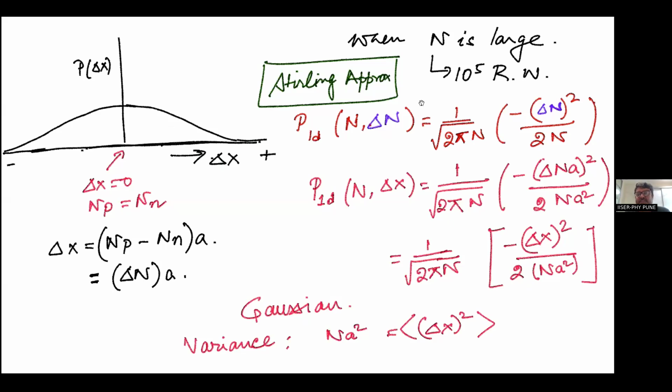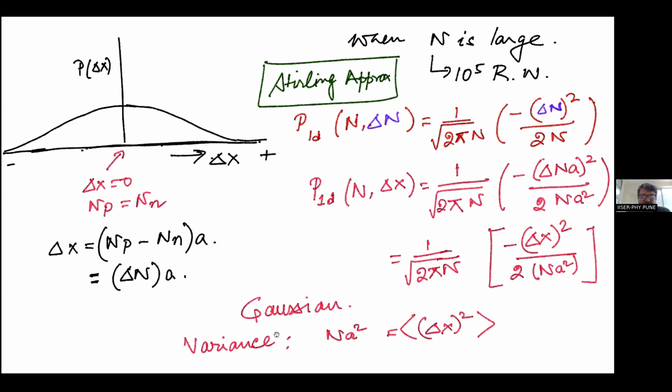Now, this derivation I've left out. But basically what you get is that delta n a whole square is essentially delta x whole square. And if it's a Gaussian, you know that this would be the variance, right? So I've set up the problem and just told you the result, not done the derivation. You can do it on your own if you want, looking up in a book or using Stirling approximation.